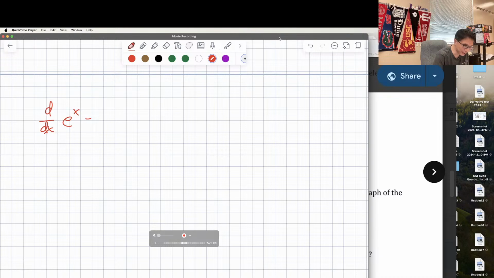Derivative of e to the x is very difficult. You guys ready? Wait, no. It takes like 2 seconds. Derivative of e to the x.